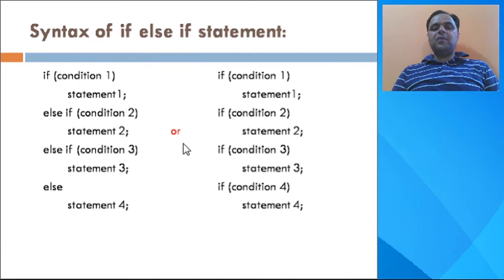Or another form is: if condition 1 is true, we execute statement 1. Then again, if condition 2 is true, statement 2 is executed. If condition 3 is true, statement 3 is executed, and if condition 4 is true, statement 4 is executed. So we have two ways of representing if else if ladder.